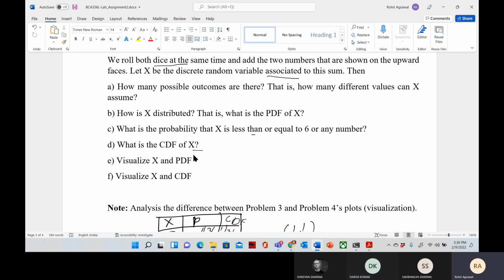Yes, sir. Now the question is just to visualize these two and see the difference from the previous question. Visualize X and PDF. So just write your own code and try to visualize the X, that means 2 to 12, and PDF, that means the obtained probability. So just visualize these two, same as we did in the previous question, and see the difference. Okay, so I am waiting for your response. Just do it.